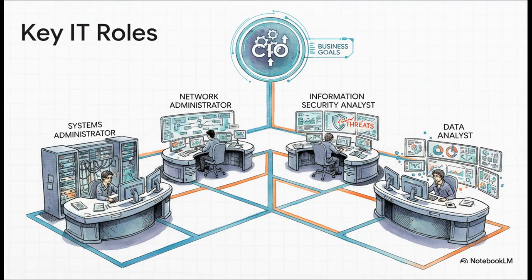An IT department is a whole team of specialists. Up at the top, you've got the CIO, the Chief Information Officer, who's the big picture thinker connecting tech strategy to business goals. Then you have the absolutely essential hands-on folks, like systems and network admins who keep everything running smoothly, security analysts who protect it all from threats, and data analysts who turn all that raw data into those valuable insights we talked about.